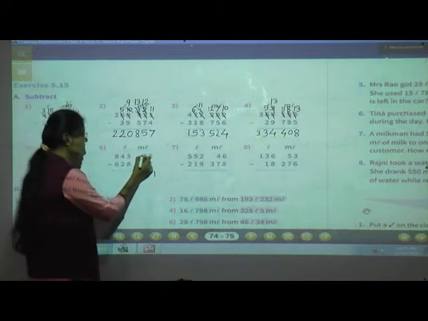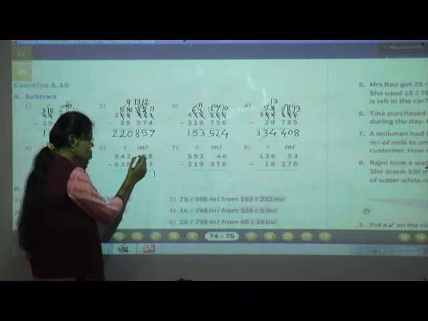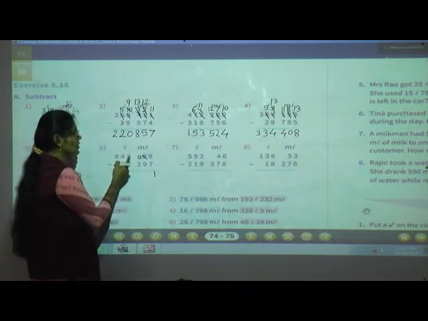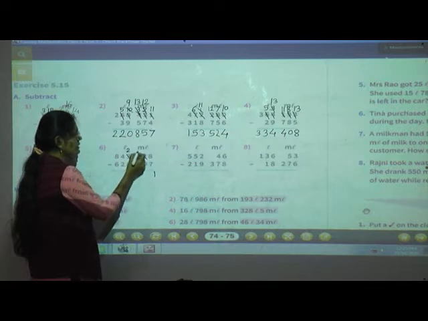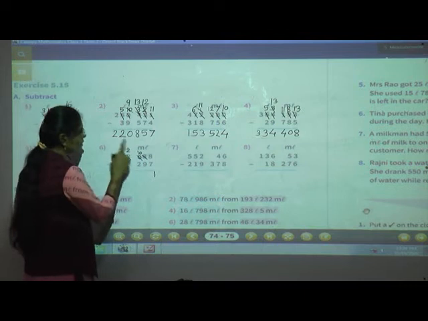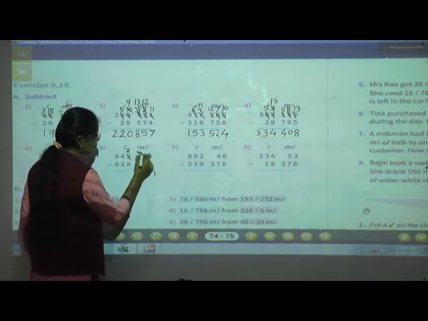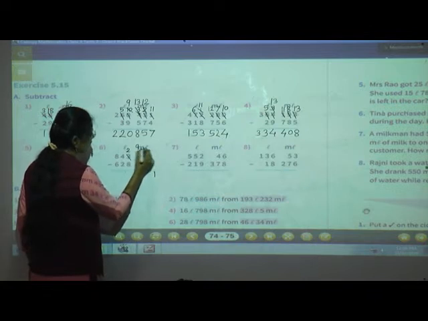Then cut this 8. Go to the neighbor, but here nothing is there, means here 0 is there. Okay, so again we'll move to the next neighbor. Here 3 is there, we take 1 borrow from this 3, so here 2 will remain, and then this 0 will become 10. Now from this 10 we will take 1 borrow, so 10 minus 1, here 9 will remain, and this 8 will become 18.